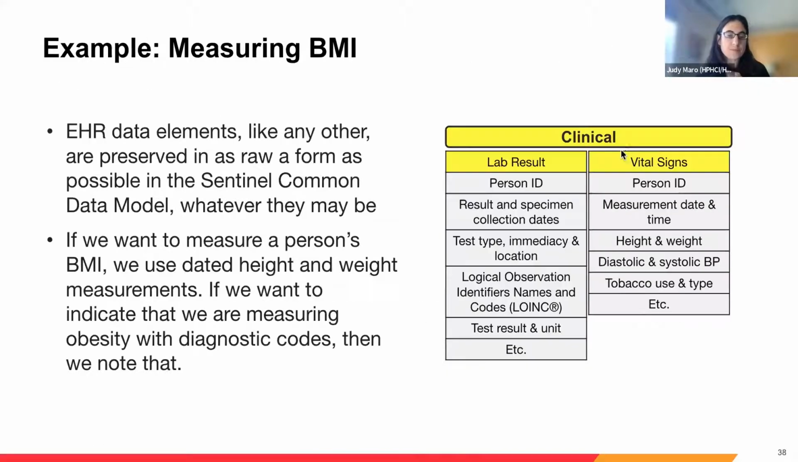Next slide, please. So let's talk about an example. Say I want to measure BMI. BMI is a super important covariate in so many different studies. So our intent is to keep it as raw as possible. So we have a clinical table where we collect height and weight that's dated. But we also could use diagnostic codes if we wanted to measure obesity. When we would do that, we would always designate them separately. We'd say, this is a diagnostic code for obesity. These are clinical measurements.